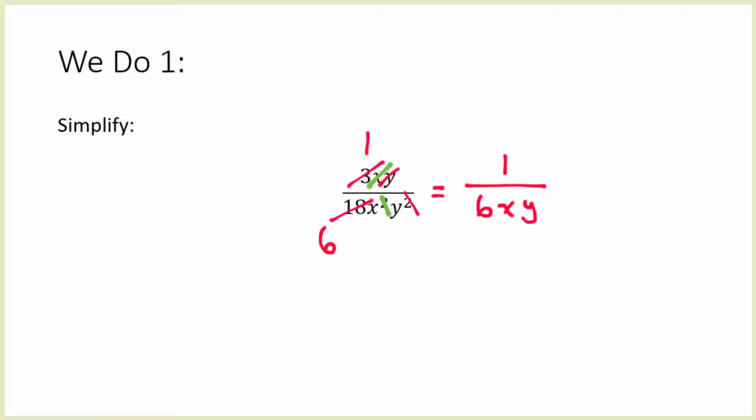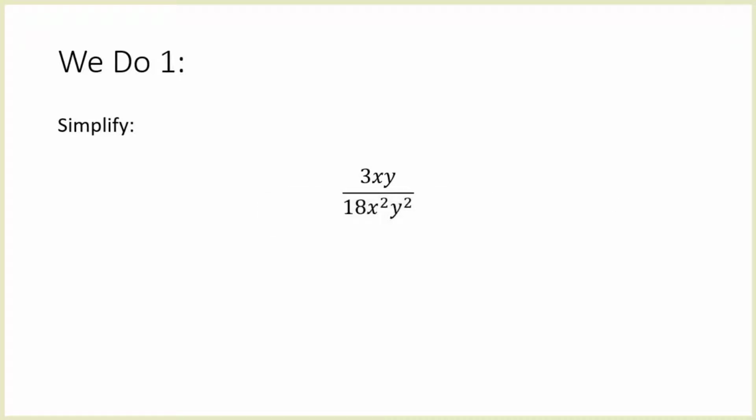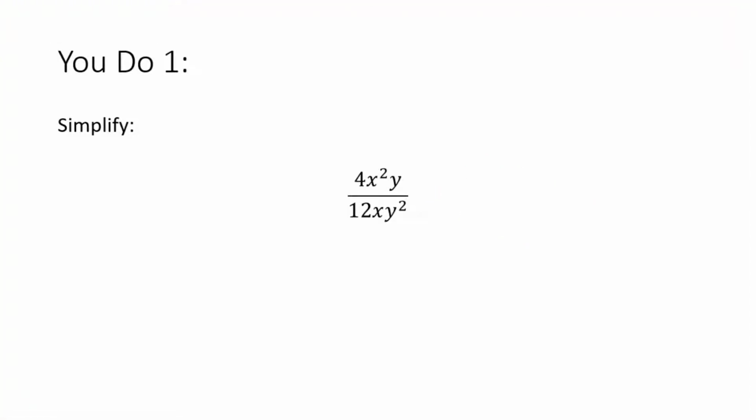Remember, I can only do this if I take it out of everything out of the top and bottom. The better way we might want to do it is we might want to say this is equal to 1 times 3xy over, well, let's see, 6xy times 3xy. We can also do this as well and then cancel out the 3xy. We'll get the same answer, we'll just feel a little bit better about it. So try one of these two methods on your own with this problem.